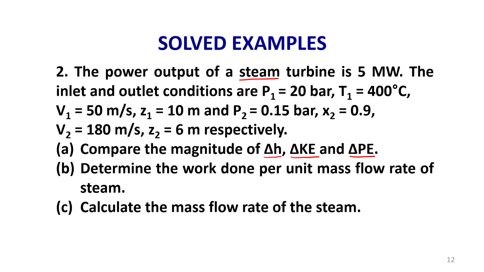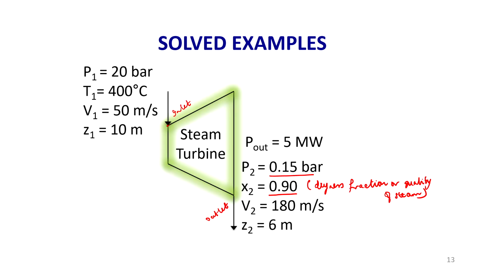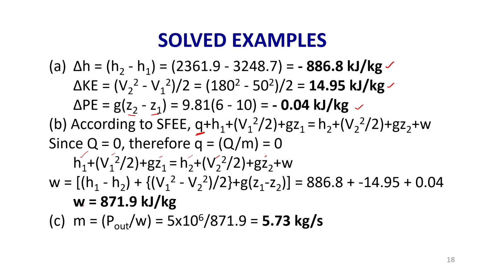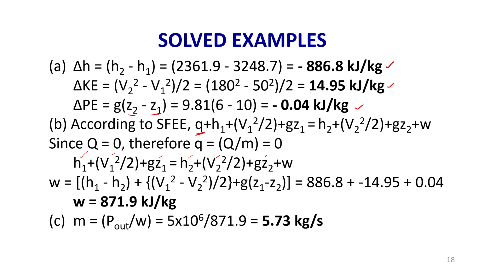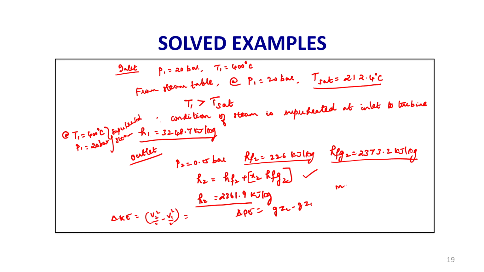And the third one is calculate the mass flow rate of the steam. So, we know the work done by the system per kg of steam supplied, and we know the total power produced. When we divide the total power output of the turbine by W, the work done by the system, we get m. Let me write it here: m is power output of the turbine divided by work done. So, this is in kilowatts, this is kilojoule per kg.